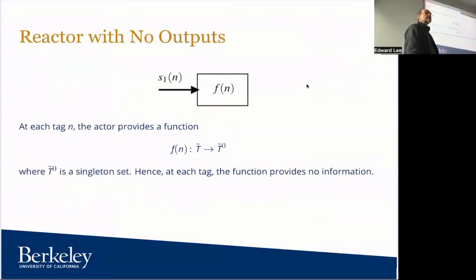Similarly, a reactor with no outputs can be modeled as a function whose codomain is a singleton set. That just means that no matter what inputs you give it, it always gives you the same output. So that's the same thing as saying there really is no output. Make sense?